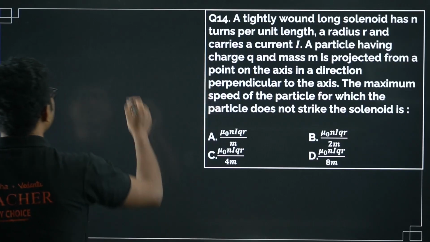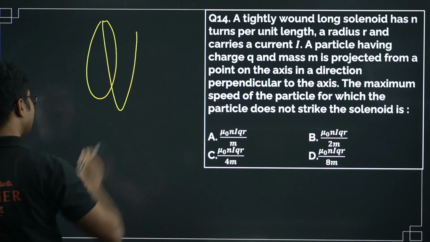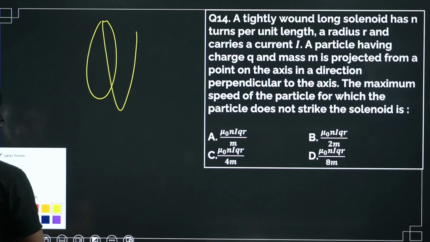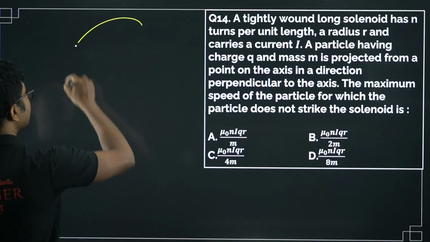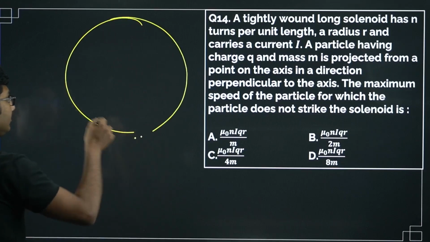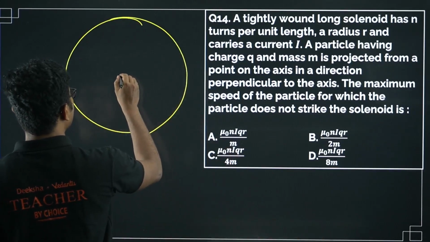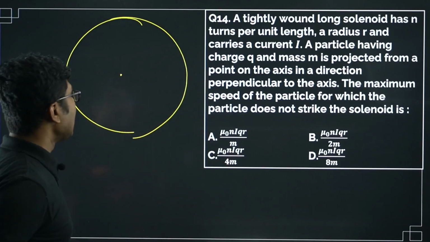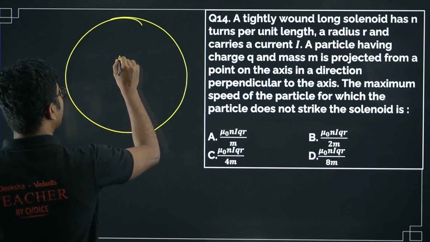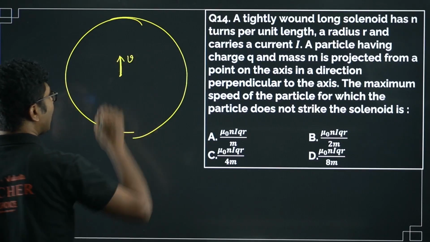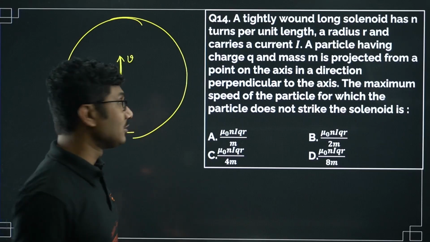A particle having charge q and mass m is projected from a point on the axis in a direction perpendicular to the axis. So basically we have a solenoid, like this. I am just drawing only one cross section of the solenoid, otherwise it will be very complicated. So this is the cross section of the solenoid. The solenoid is into the page. The axis is also along this. Now a charge q is placed like that.